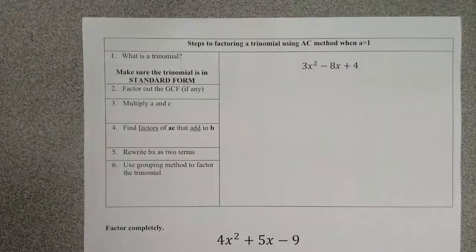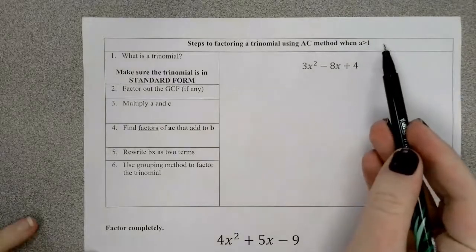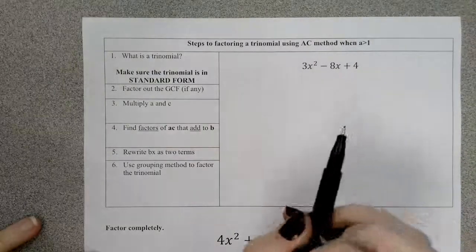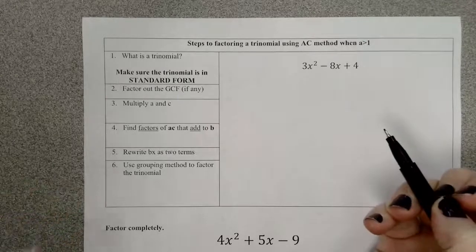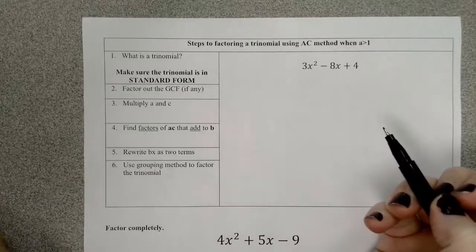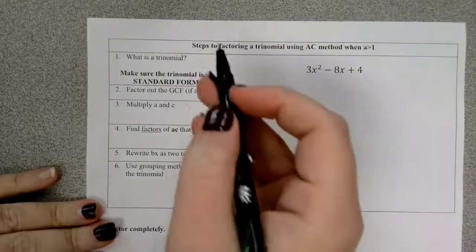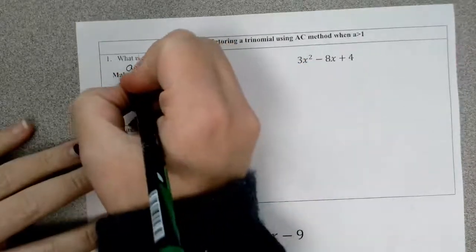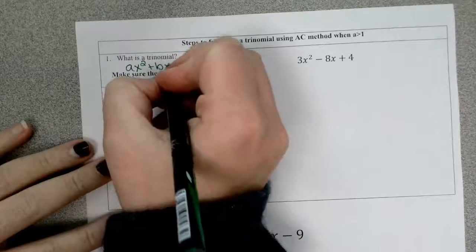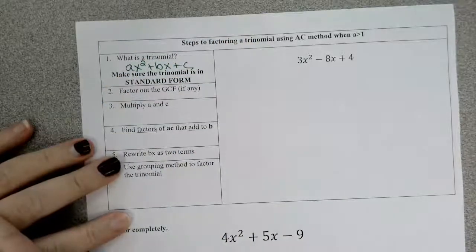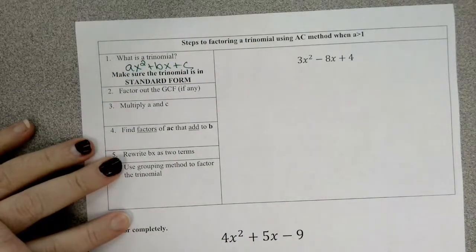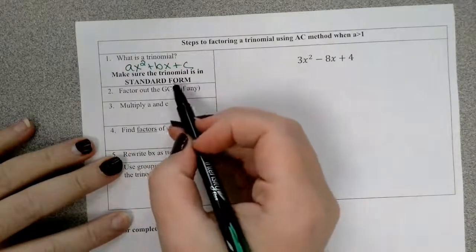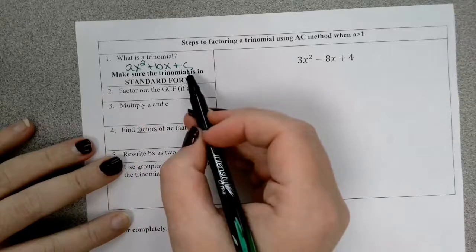In this video, you are going to learn how to factor a trinomial where a is greater than 1 using the AC method. The AC method is just the grouping method, and you're going to see why in a few minutes. So the first thing we need to remember is, what is a trinomial? Our trinomials always look like this: ax squared plus bx plus c. Make sure it is in standard form. If it's not in standard form, you need to put it in standard form.